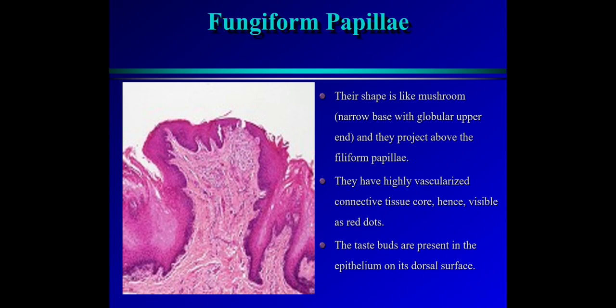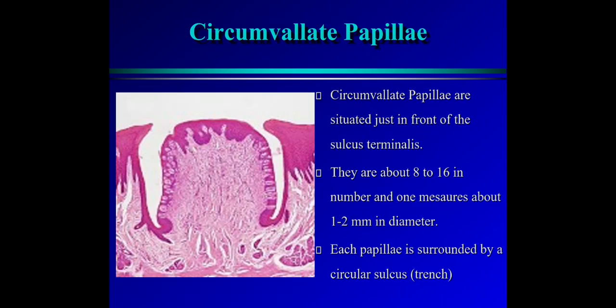Next papillae that we want to study here is the circumvallate papillae. The circumvallate papillae are situated just in front of the sulcus terminalis. They are about 8 to 16 in number, and each measures about 1 to 2 millimeter in diameter. Each papilla is surrounded by a circular sulcus, called the trench.